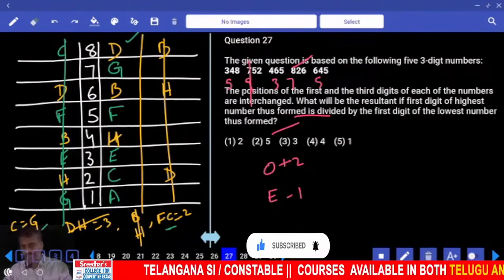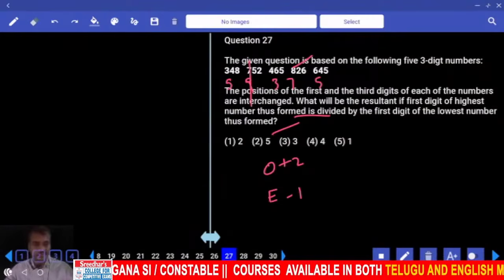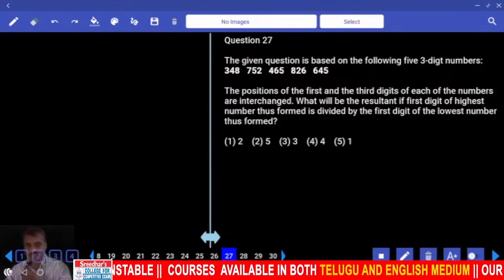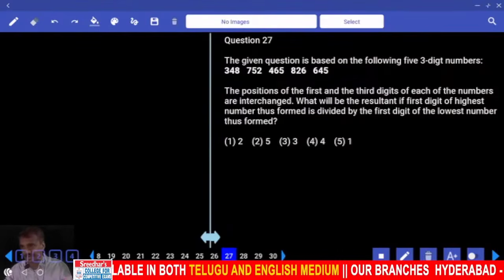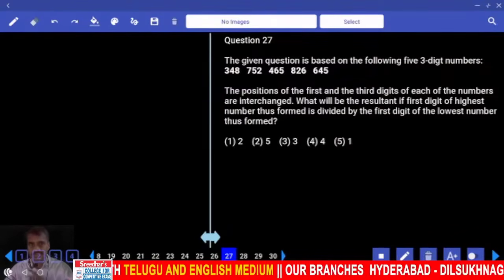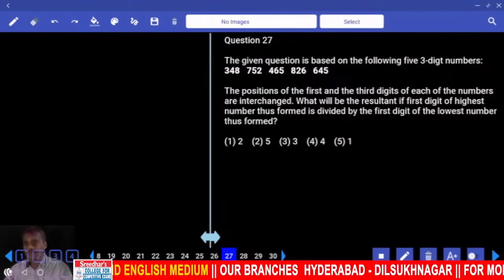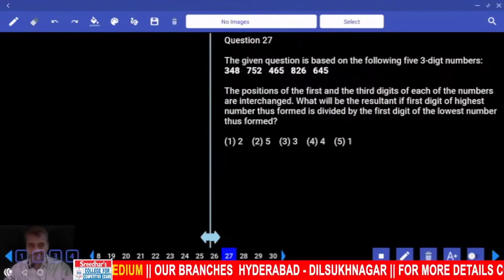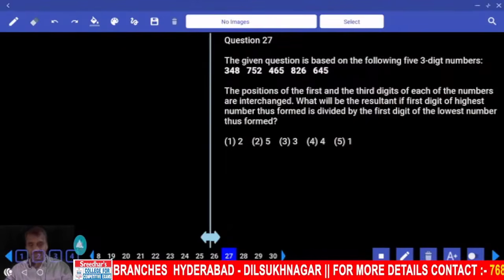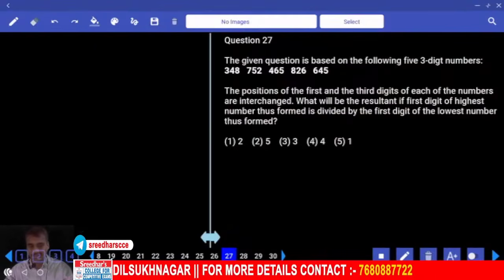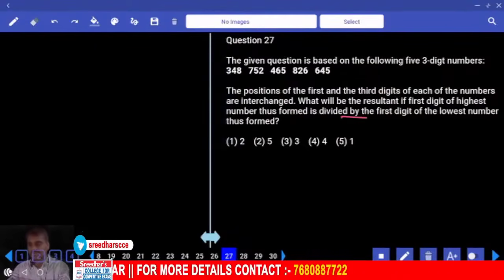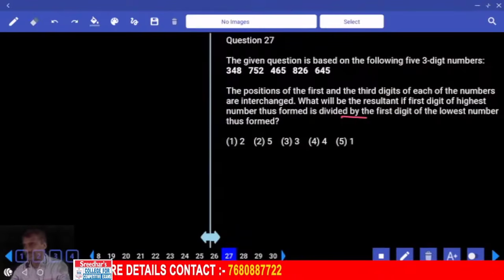Then 27. Now in this question, the positions of the first and the third digits are interchanged. First and third interchanged means the entire number is reversed. If the entire number is reversed, then the resultant is the first digit of the highest number divided by the first digit of the lowest number. The third digit is coming to the first place.